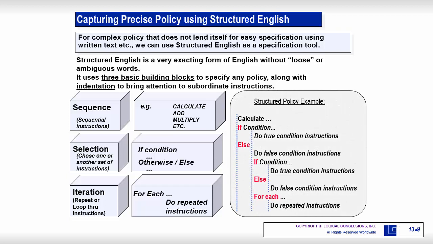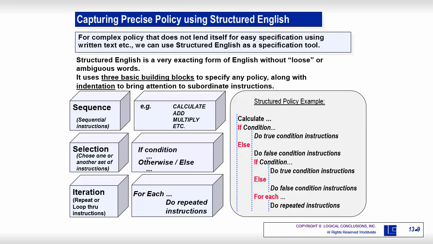The example on the right shows all these building blocks used together in one set of cryptic policy. Notice the indentation, the use of spaces in front of instructions, to indicate subordination of instructions. I've shown dashed vertical lines to show the subordination levels.